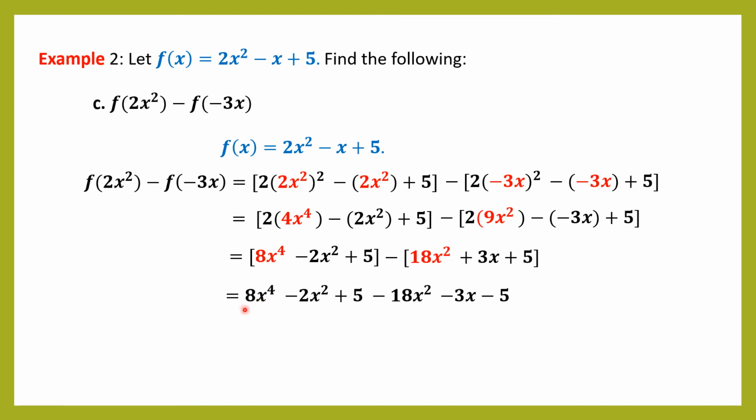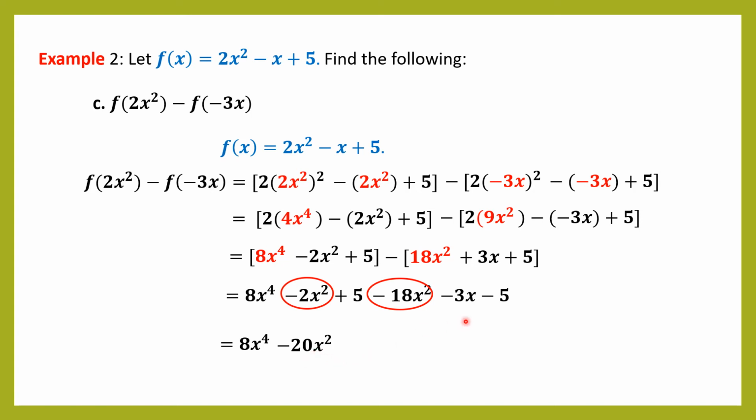So, kapag binasa natin yan, 8x raised to the 4th power minus 2x squared plus 5 minus 18x squared minus 3x minus 5. Then, this time, tingnan natin yung similar terms. Yung 8x raised to the 4th power, tignan lang kung may kapareho dyan. So, ibig sabihin, kung wala, copy lang natin. Next, yung x squared. So, meron tayong dalawa. So, pwede natin silang i-combine. So, that is negative 20x squared.